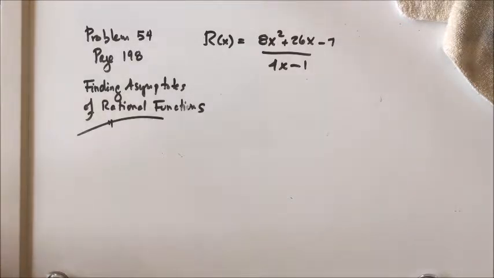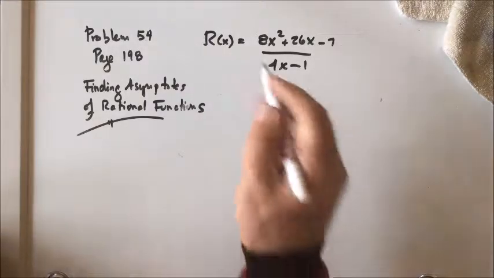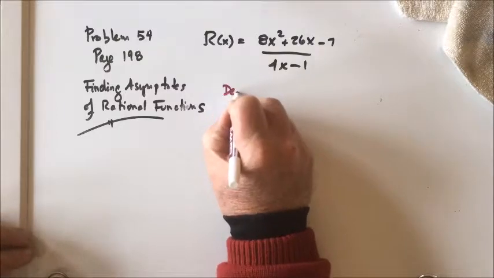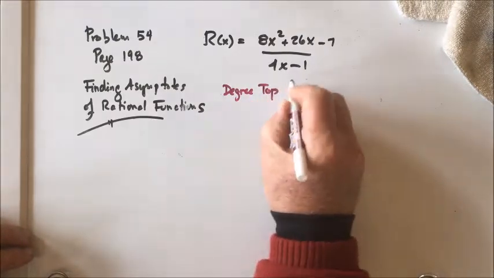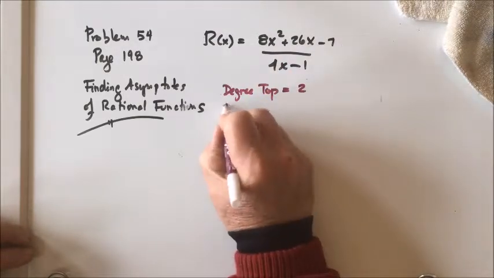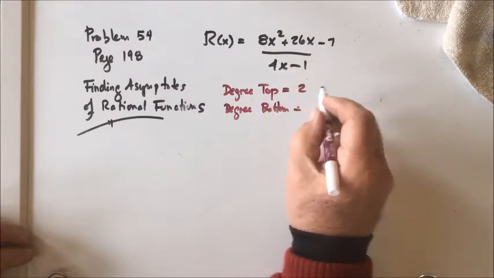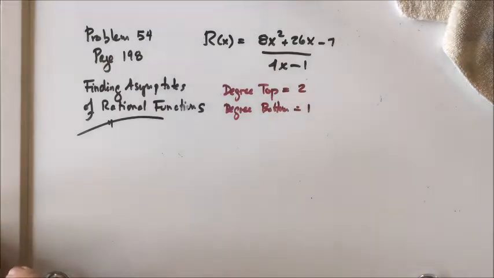In the previous problem, we were given a rational function which had the same degree of polynomial in its numerator and its denominator. And in that case, you'll find that you will get horizontal asymptotes. In this particular case, the degree of the top is 2. The leading term of the polynomial on the top is x squared. And the degree of the bottom is 1. The leading term is x with an exponent of 1.